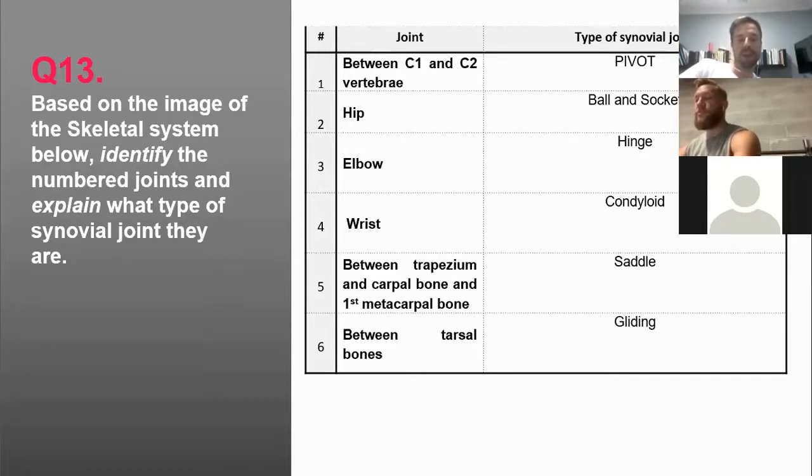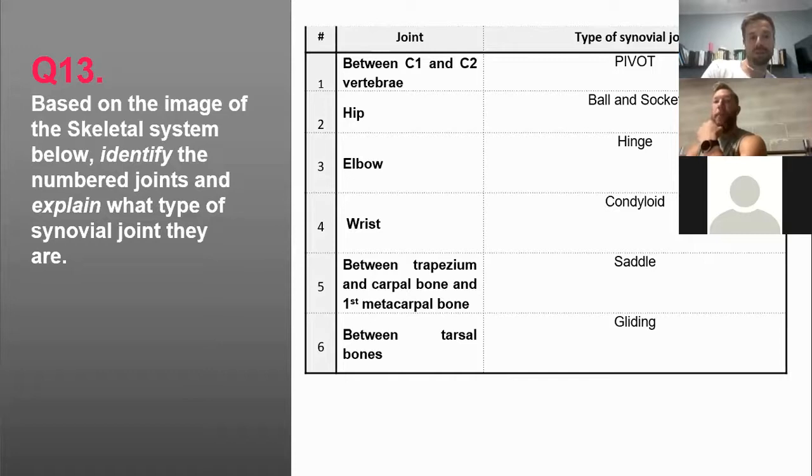Okay. And the last one is just between your tarsal bones. They're in your feet, and they're what we call gliding joints. So the joints just kind of glide on each other. They don't really hinge. They just glide back and forth and side to side. So there's six major types of joints in our body. But we're usually more concerned with the hinge joints and the ball and socket joints. So six different types of joints, and we've got them all listed there.